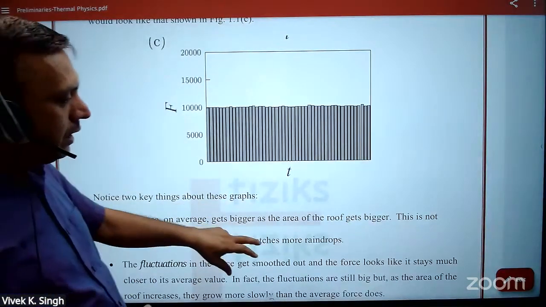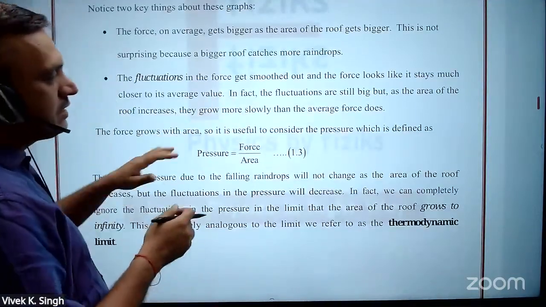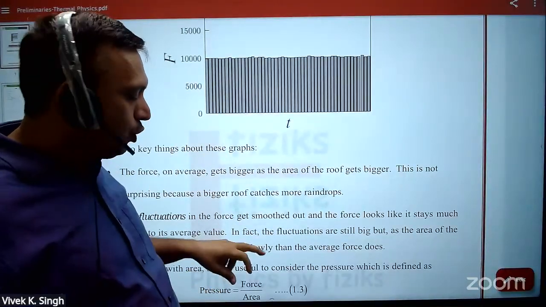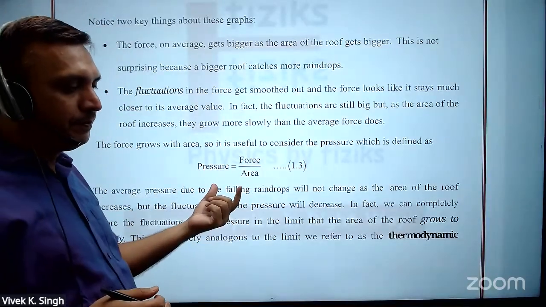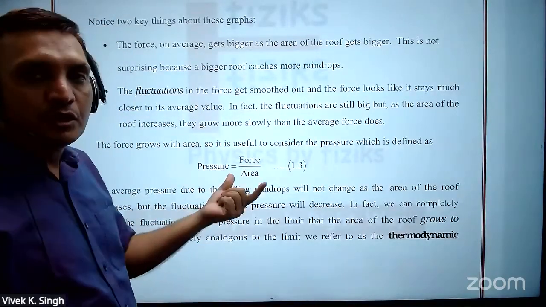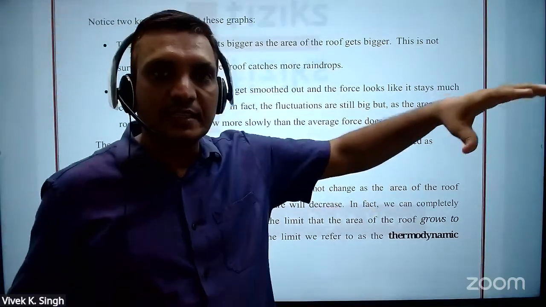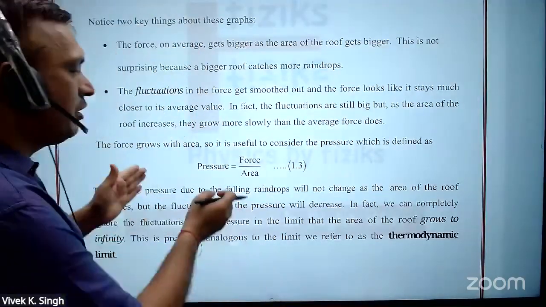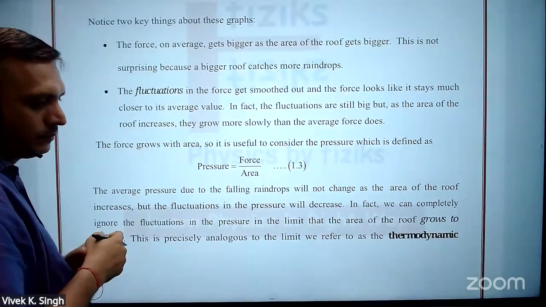So now this is the case of force. But just see, if you are increasing the area, force is increasing. So if you calculate the pressure, pressure is what? Force per unit area. This value will be almost constant. This will not change because as area is increasing, force is also increasing. So if you calculate the pressure, pressure will be almost a constant value. Yes or no? Yes sir.